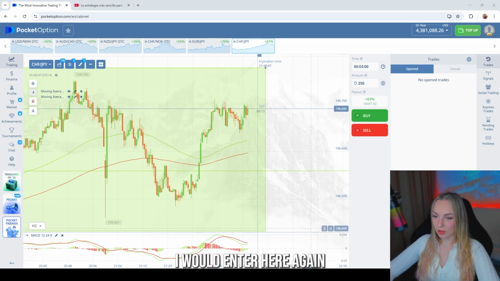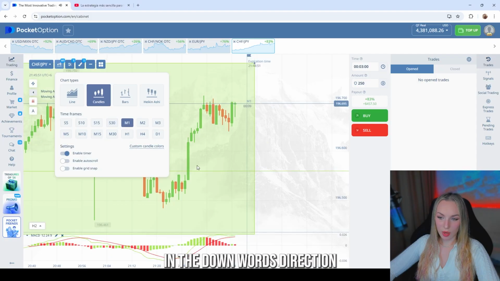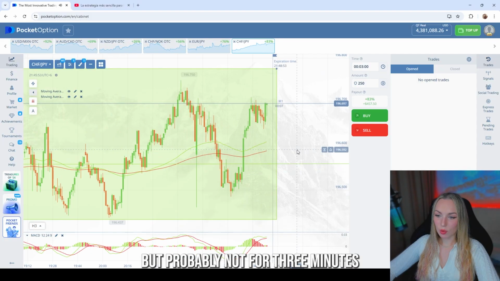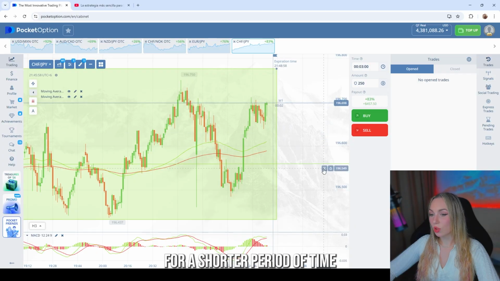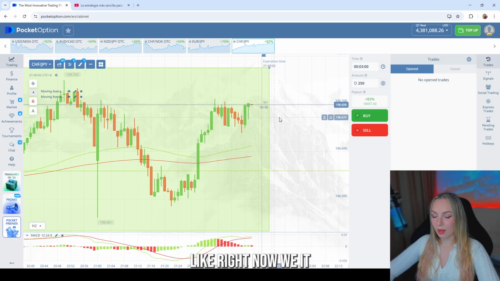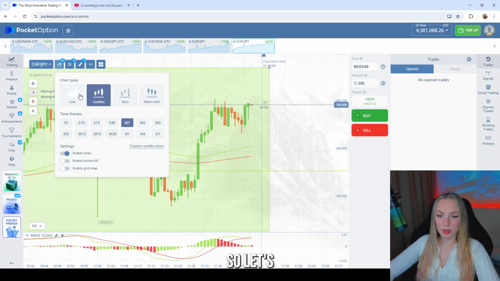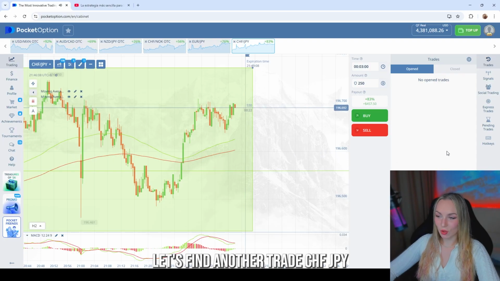I would enter here again in the downward direction, but probably not for 3 minutes, but for a longer period of time, or vice versa for a shorter period of time, because again we can get into the correction like right now we did. So let's wait for another signal here, and meanwhile let's find another trade.